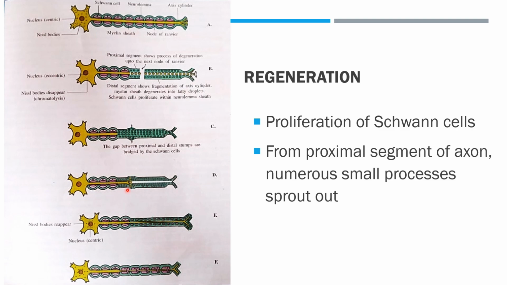From the proximal segment of the axon, numerous small processes are going to sprout out. The sprouting processes pass through the Schwann cell columns and re-establish the continuity of the axons. Once the continuity of the axon is re-established, the myelin sheath is going to be laid down by the Schwann cell. So this is what happens when there is injury to the nerve tissue.